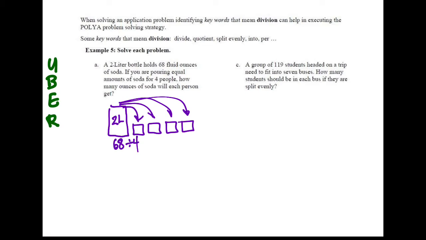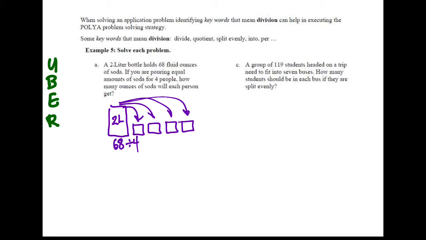Okay, so let's say this is my 2-liter, and I want to split it 4 ways. I want 4 equal cups when I'm done. So each person is going to get the same amount. Can you see how that's splitting it in 4? So we're going to divide by 4. There's my plan right there. I want to take the 2 liters, which is 68 ounces, and divide it by 4.